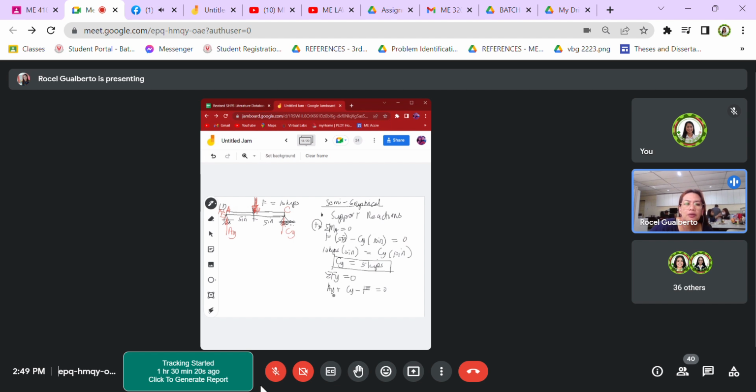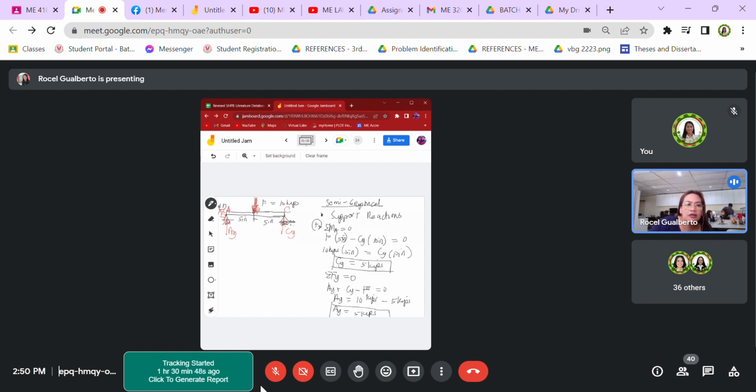Okay? So, AY would be force, which is 10 kips, minus CY, 5 kips. So therefore, your AY is also equal to 5 kips. Okay, again, we have a positive value. So, ibig sabihin, tama po yung ating solution. Tama yung ating assumption.